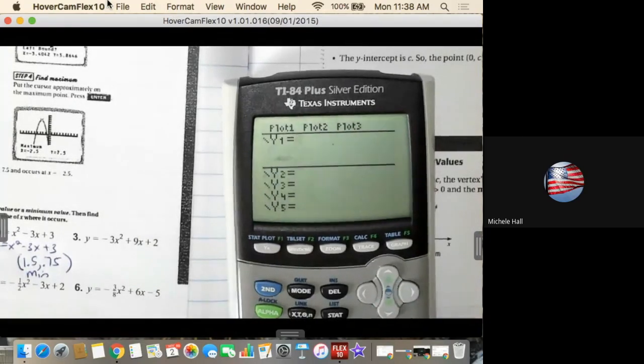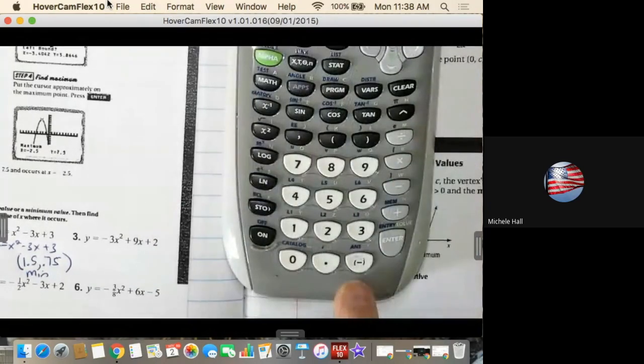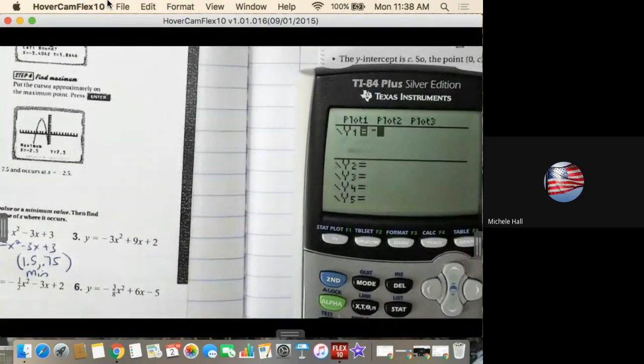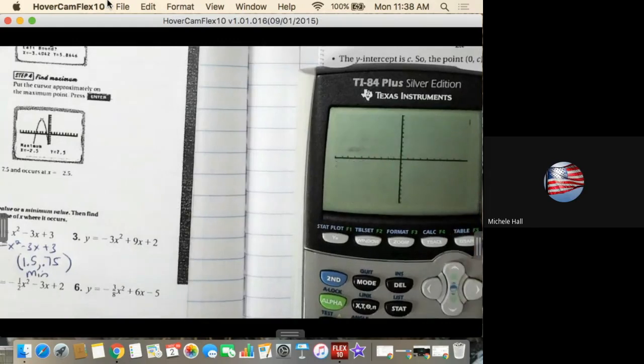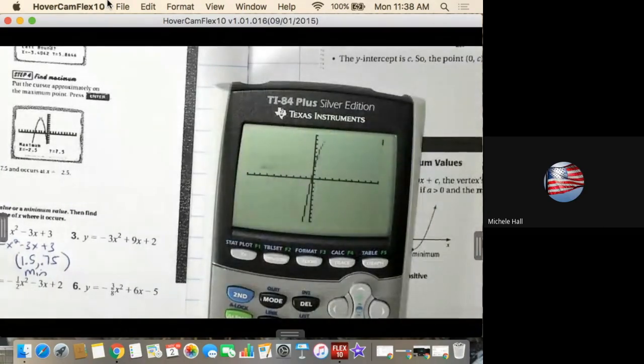Make sure you're using the negative sign all the way to the bottom. Don't use a minus sign. You're going to get an error if you do. You got to use the negative sign for a negative leading. That's negative 3x squared plus 9x plus 2. Graph. Is it in my window? Yes, it is. If it's not in my window, then I need to adjust it.